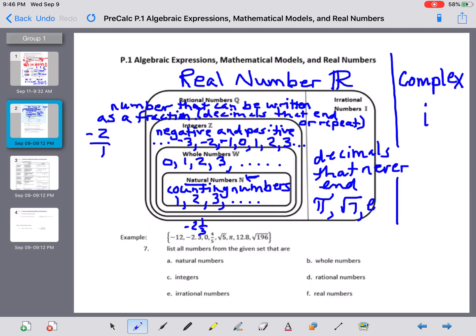All right, we have the value 0, 4/5, square root of 5. Is that a good radical? Is that a clean, pretty number? No, we're going to leave it. We have to keep in mind, what does that mean as a decimal? I see pi, 12.8, square root of 196. Now stop and remember, the square root of 196, that's a pretty number. The square root of 196 is 14. So if you keep that in mind, even though it's written with a radical, if it simplifies first, it doesn't necessarily have to stay a radical.